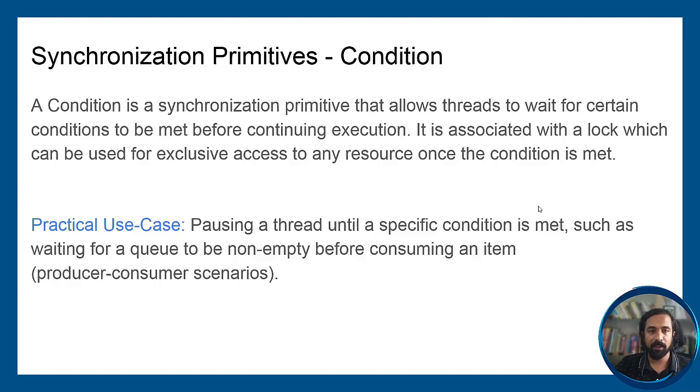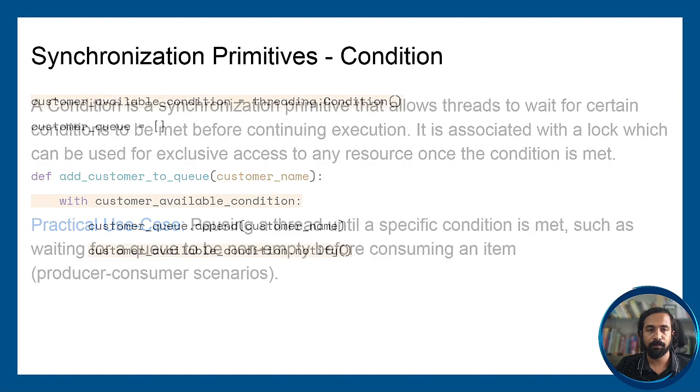Next, we have condition, our final synchronization primitive. Condition is a primitive that allows threads to wait for certain conditions to be met before continuing execution. A condition is a bit more advanced primitive, so it is associated with a lock and it comes with a lock object automatically, and it allows us exclusive access to the resource once the condition is met. A condition primitive is commonly used in producer-consumer scenarios. It will help us pause a thread until a specific condition is met, such as waiting for a queue to be non-empty before consuming an item.